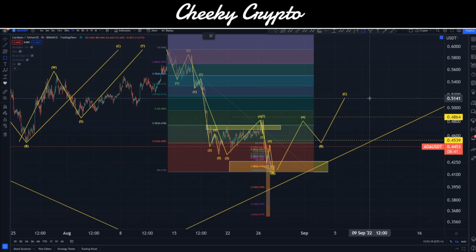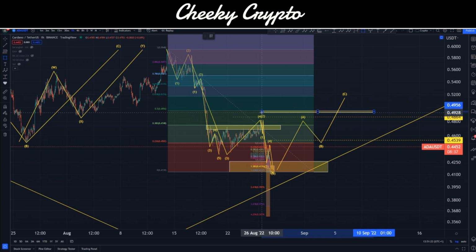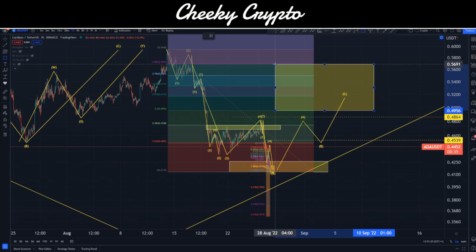I'm going to grab a yellow box area. I'm just going to mark this from our 50% area. Okay, that basically being here at 49.56 cent, all the way up to this slightly higher and deeper retracement, which would be the 88.2% at 56.97 cents.